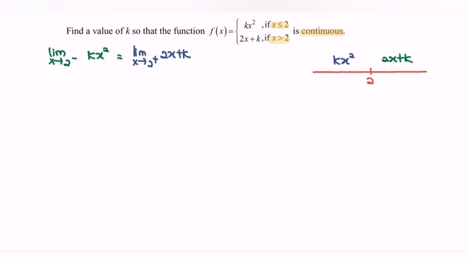Now by substituting the value, we will have 4k equals 4 plus k. Rearranging, we have 3k equals 4, where k equals 4 over 3. So now we already have the function: 4x squared over 3 when x is less than or equal to 2, and for x greater than 2, the function would be 2x plus 4 over 3.